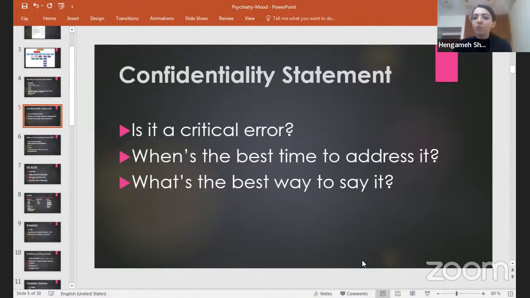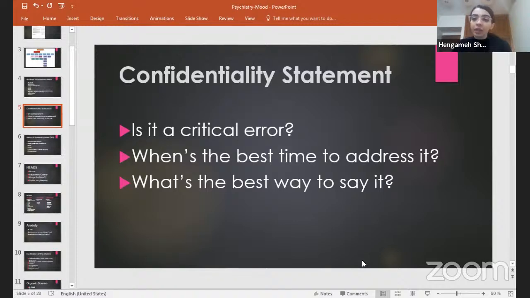So when is the best time to address it? There are two ideas about this question. Some people say that we should introduce ourselves and then mention the confidentiality statement, and then ask the patient, can you please tell me more about it? Can you please open up to me?